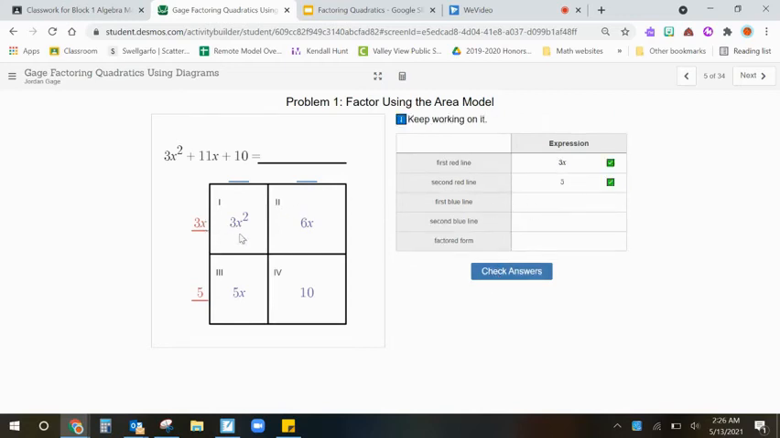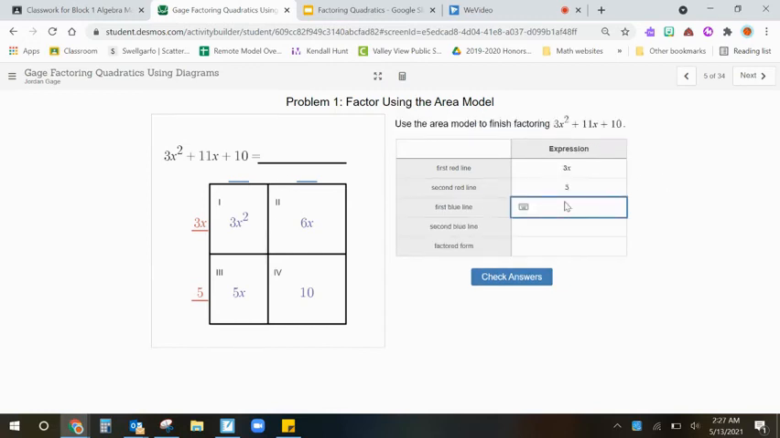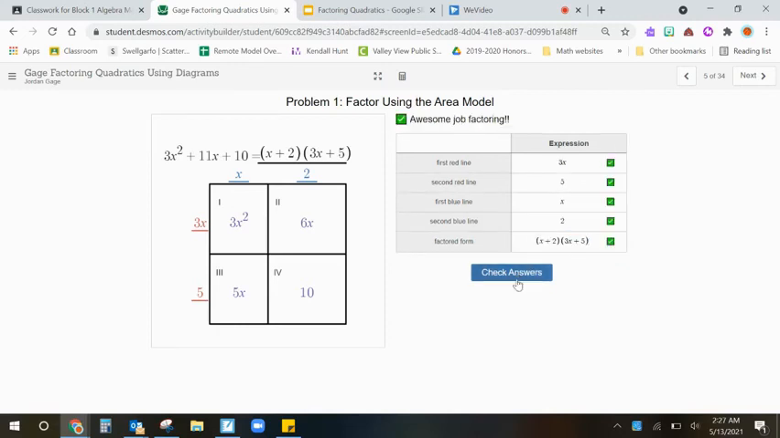All right, now we could fill in this area model. 3x times what will give me 3x squared? So right up here, the first blue line needs to be x. And I know that's right. So now if I do the last one, 3x times what will give me 6x? That's 2. And what would the factored form be? So just like we did on the basic examples at the beginning, we could do the same thing. So we would have x plus 2 and 3x plus 5. And check my answer. And I did fantastic.